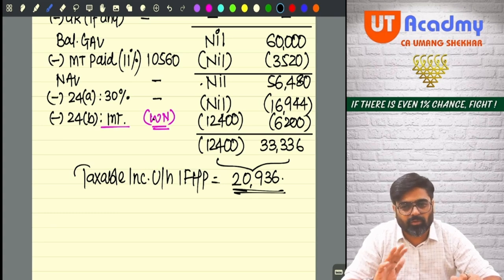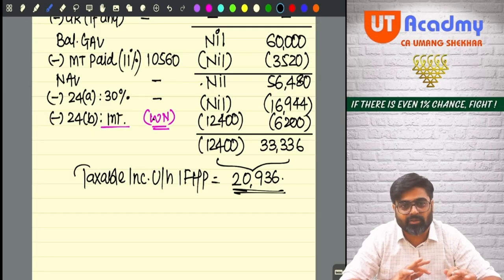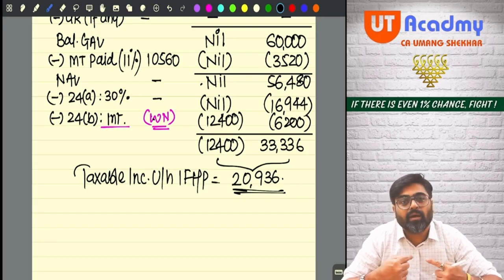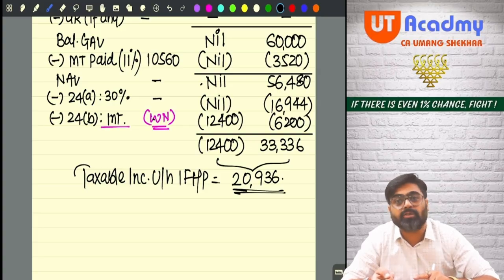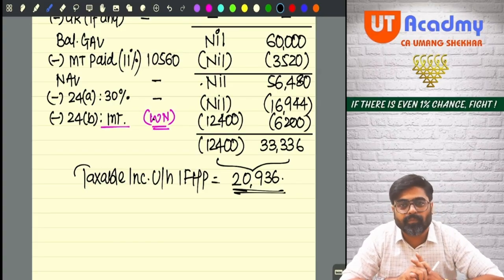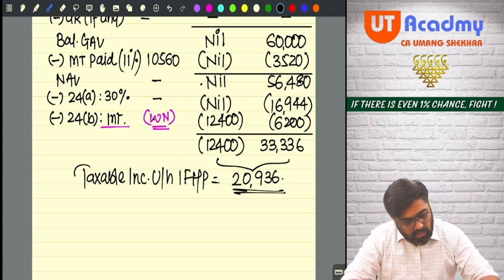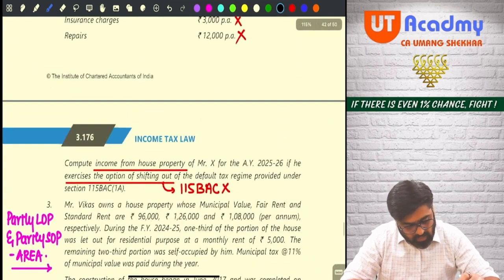The last two questions were very easy. But this question had a calculation of pre-construction interest. So when you solve this question for the second time, you will get an idea of partly LOP, partly SOP based on area, and also the pre-construction interest concept you will be able to learn for the second time in this question. Yes or no? Now, all the questions for partly let out, partly self-occupied are done.